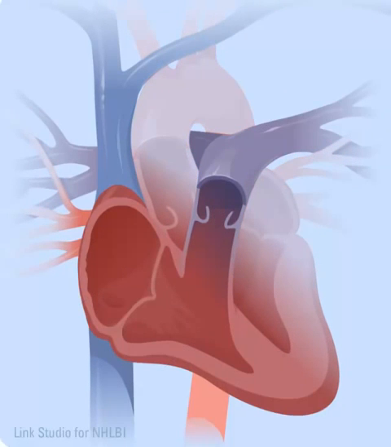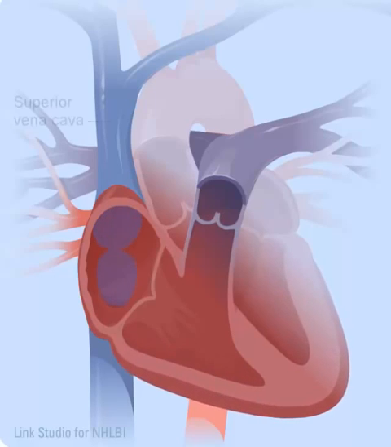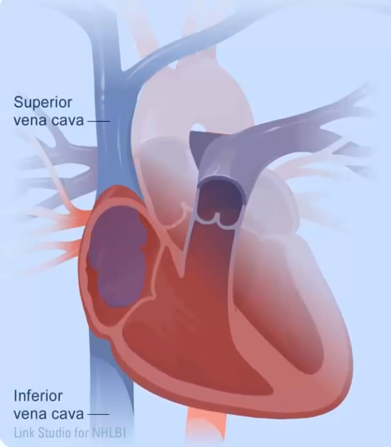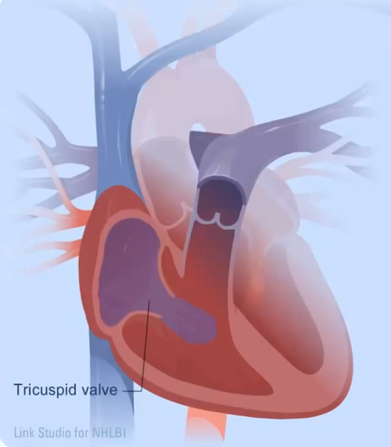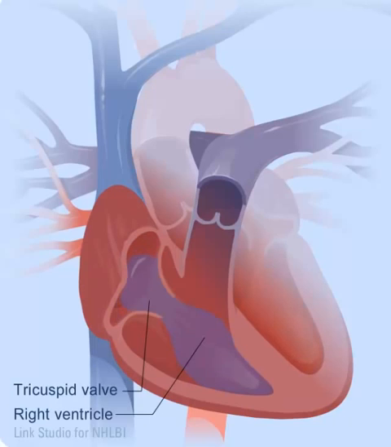A pumping cycle begins when blood from your body that is low in oxygen returns through the superior and inferior vena cava to fill your heart's right atrium. When the right atrium is full with blood, it contracts. The tricuspid valve opens, and blood is pumped into the right ventricle of your heart. This is called atrial systole.